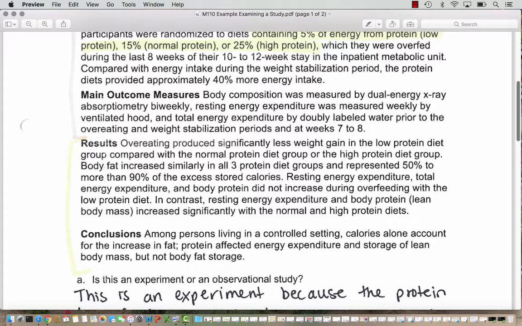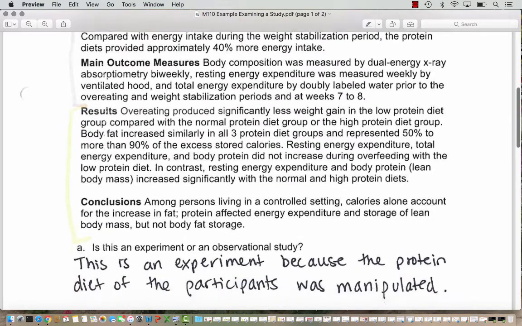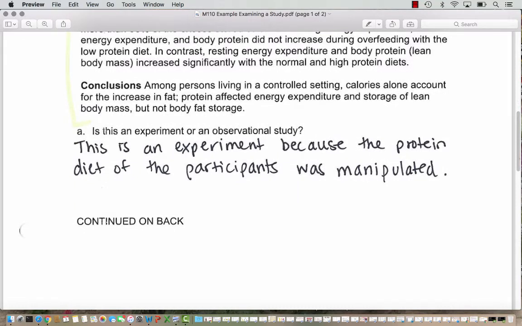So we find that overeating produced significantly less weight gain in the low protein group when they compare it to the normal protein and the high protein group. We're told the body fat increased in all 3 groups. We're told the resting energy expenditure and the total energy expenditure and the body protein did not increase when they overfed the low protein group, but it did in the high and normal protein diets. And then the conclusion from this study is that among the persons living in the controlled setting, calories alone account for the increase in fat. Protein affected the energy expenditure and the storage of lean body mass, but not the body fat storage.